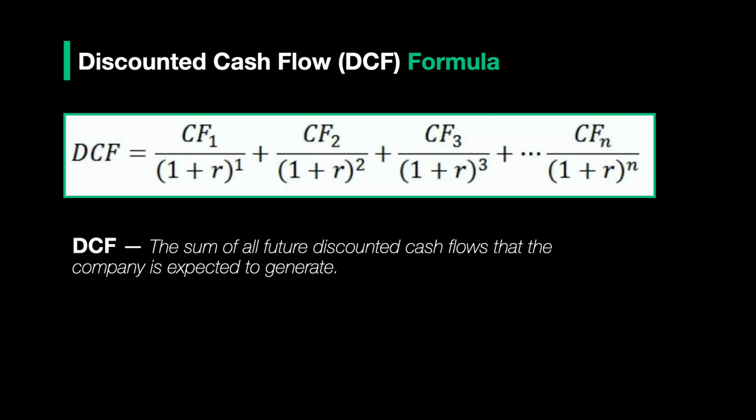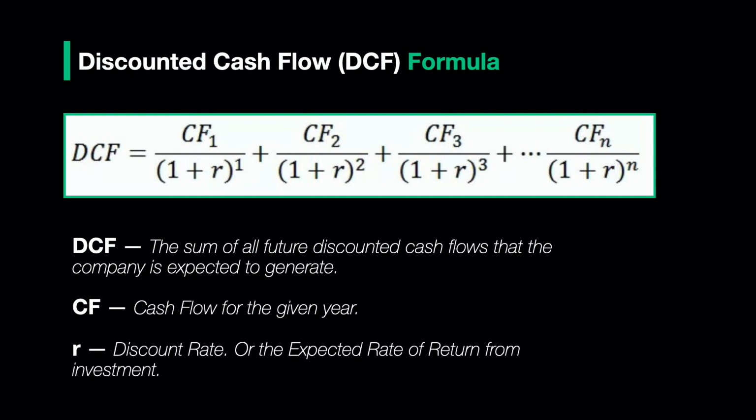To break it down, DCF is the sum of all the future discounted cash flows that the company is expected to generate. This is also the intrinsic value of a company. So whenever you hear someone talk about the intrinsic value, this is what they actually mean. CF is the cash flow of any given year. R is the discount rate. It is basically the target rate of return that you expect from investing in this business.